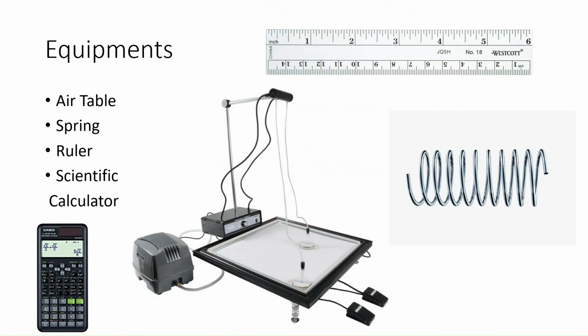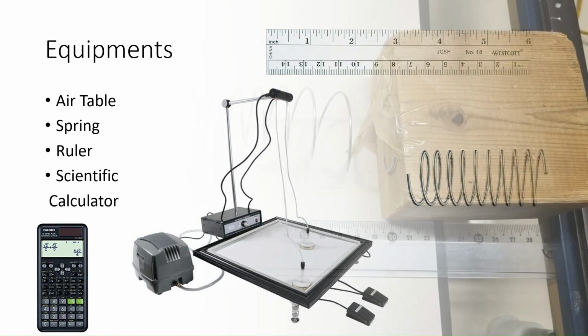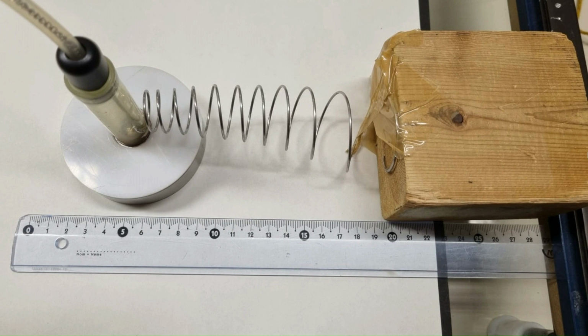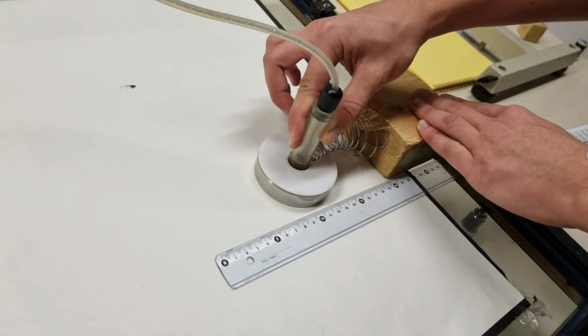The main equipment that I used in my experiment was, of course, the air table. And I needed a spring in order to give my object an elastic potential energy. I needed a ruler in order to measure the distances between little dots marked by the air table. And of course, I needed a scientific calculator to do the necessary calculations. Here we can see the picture of my setup while I'm compressing it.